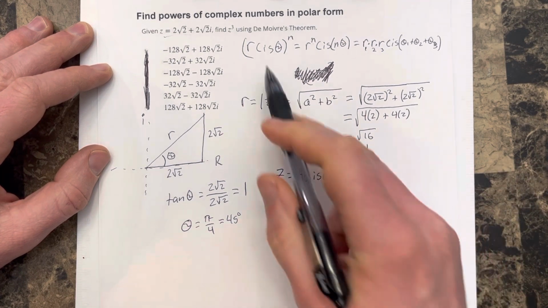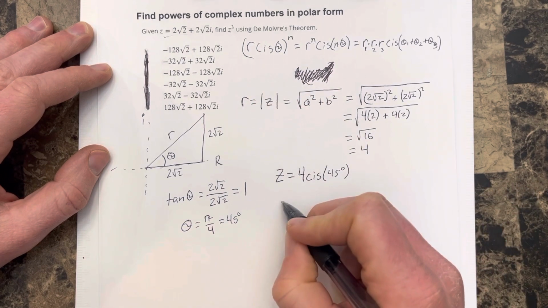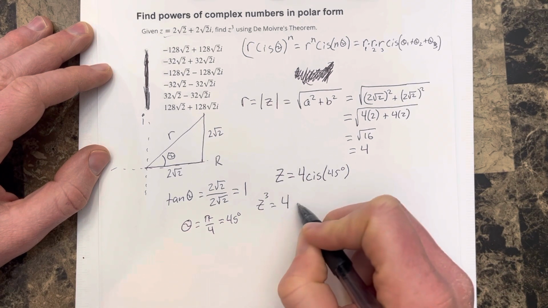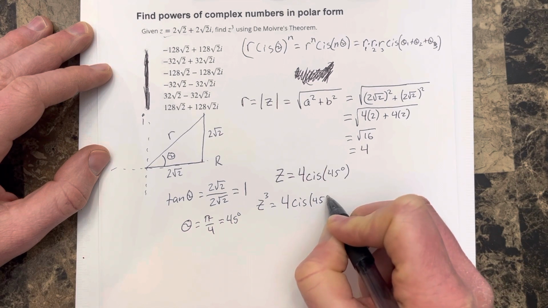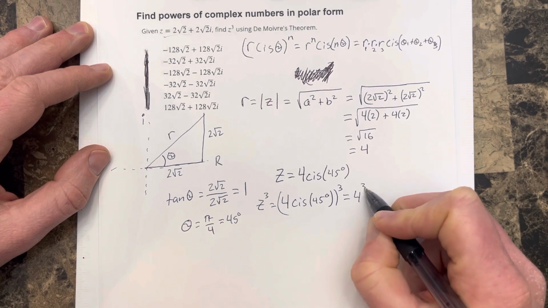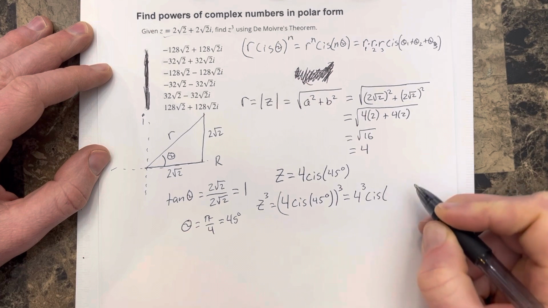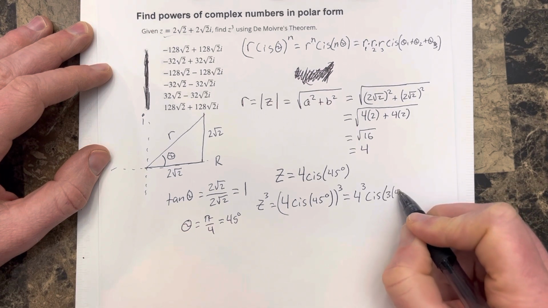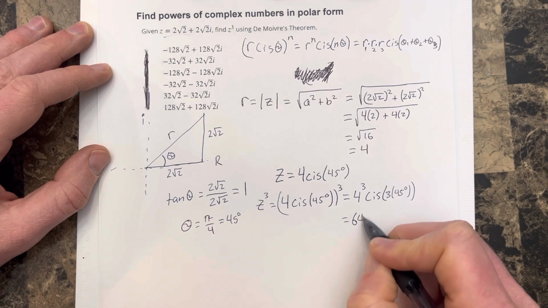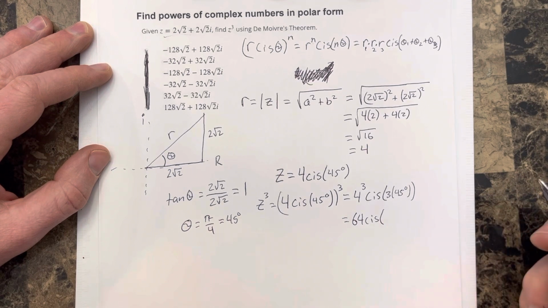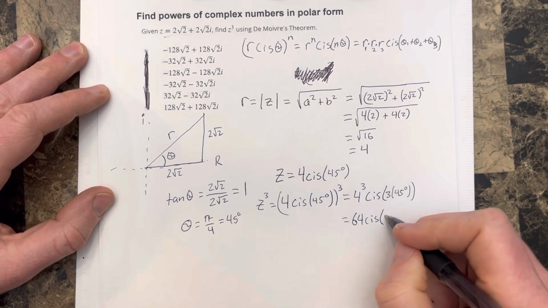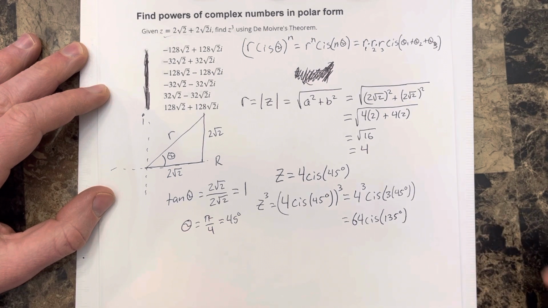So then I can take this and use De Moivre's formula, so let's go, z cubed is equal to 4 cis 45 degrees cubed, which would equal 4 cubed cis 3 times 45 degrees, which I end up with 4 cubed being 64 cis, and 45 times 3, let's see, I think 135, and it is.